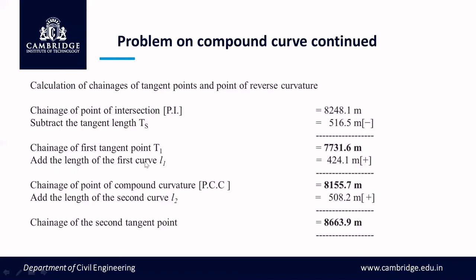Add the length of the first curve L1, 424.1 meters, to 7731.6. We get the chainage of the point of compound curvature PCC, that is point D, equal to 8155.7 meters. For this, if we add the length of the second curve L2, that is 508.2 meters, then we get the chainage of the second tangent point, or the point of tangency, as 8663.9 meters. Thank you.